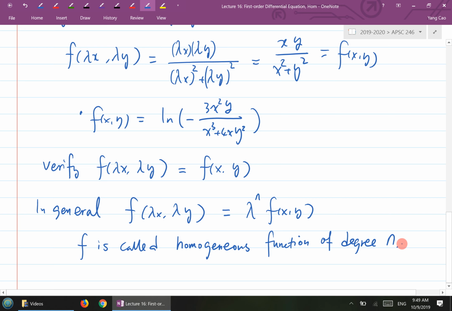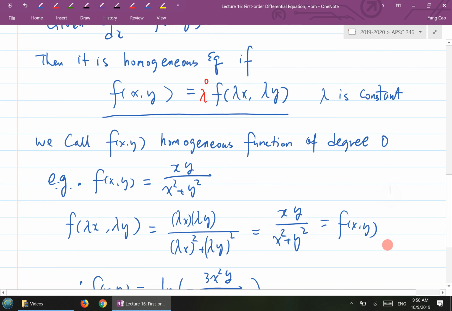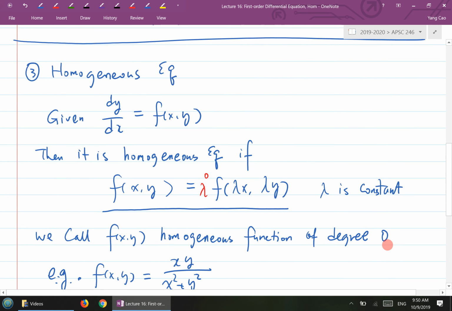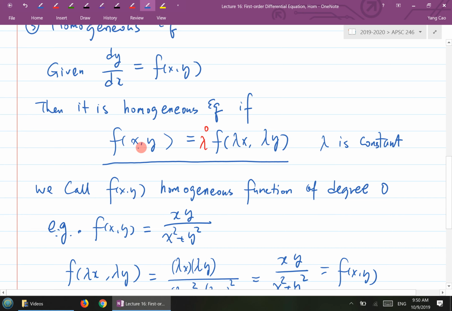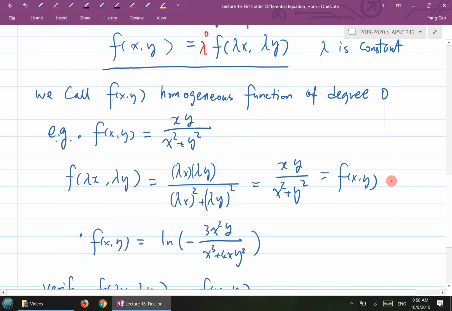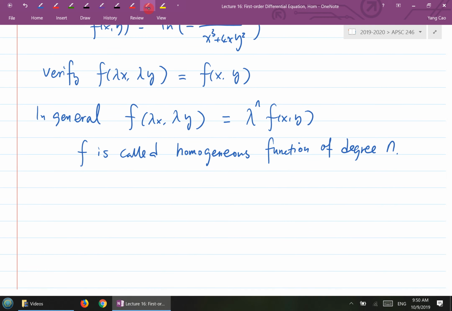So that's a general case. We're going to deal with just n equal to 0. In this class, just n equal to 0. But you should understand there's a general concept of a homogeneous function of degree n. So the question here is, how do we solve this kind of differential equation, if f actually is a homogeneous function of degree 0? That's the point we're going to look at. So how to solve?